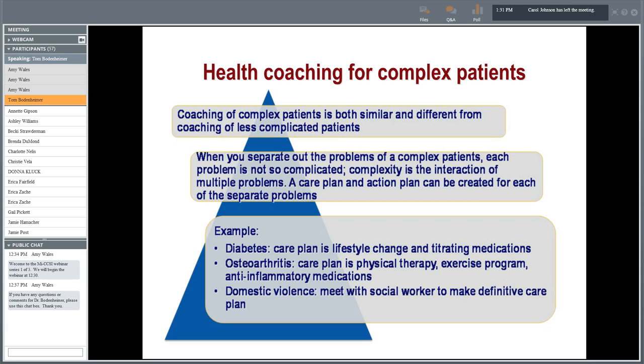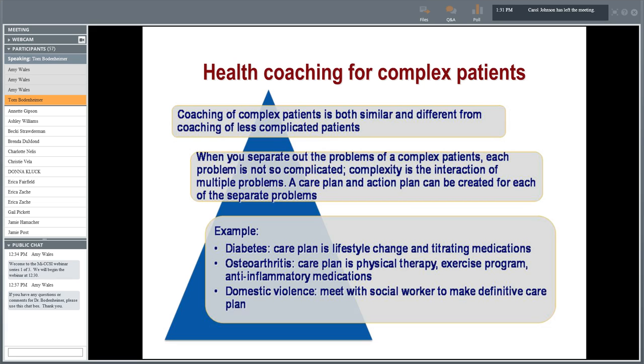diabetes or hypertension. But if you take the problems of a complex patient, you can divide the totality of that patient into very particular issues. And usually each issue that the patient has is not so complicated. It's the interaction of all of them that's so complicated. So if you do a care plan and an action plan for each of the separate problems, you can actually get a handle on it.